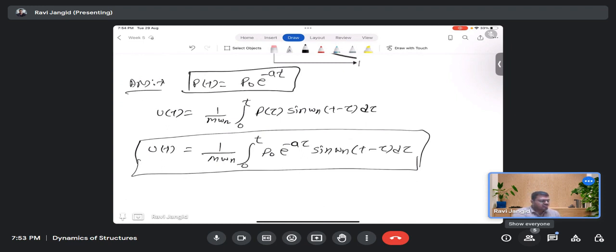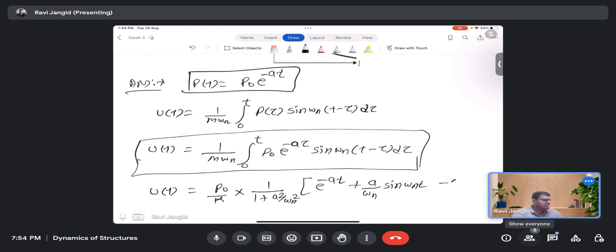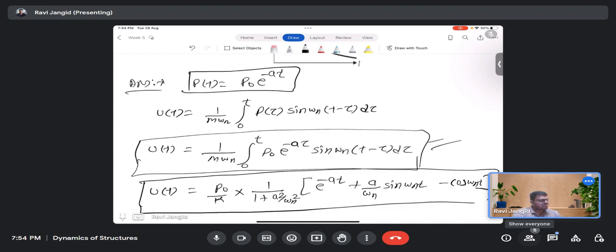and if you solve this you will get u(t) is equal to p naught by k into 1 by (1 plus a square by omega n square) into [e raised to power minus a t plus a by omega n sine omega n t minus cos omega n t]. The only thing you need is to solve this integral. So that will be over this one. Is it okay?